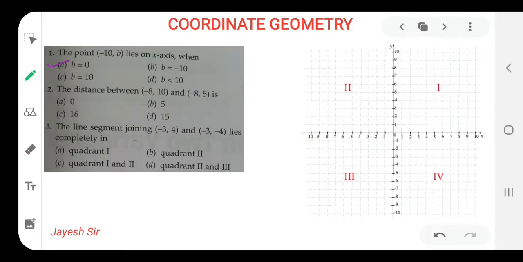If the point is at minus 1, it would be somewhere here; if minus 2, then here. But we can find a point on the x-axis only when the y coordinate is 0. So let us begin with the second sum.